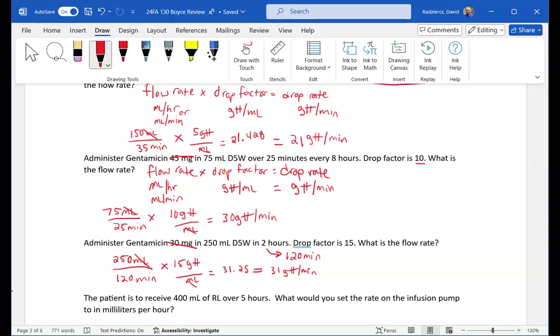Then the every 8 hours is just telling you how often you're administering this antibiotic via IV. You're going to give them 75 milliliters in 25 minutes, and then they're not going to receive anything. And then 8 hours later, you're going to repeat the procedure. So basically, they're getting gentamicin 3 times a day, but it's just coming via IV solution.